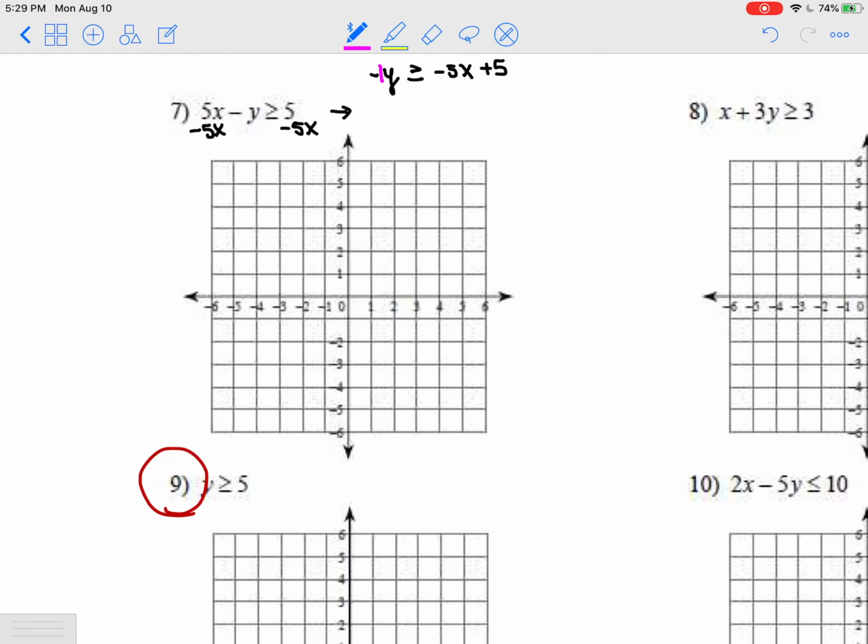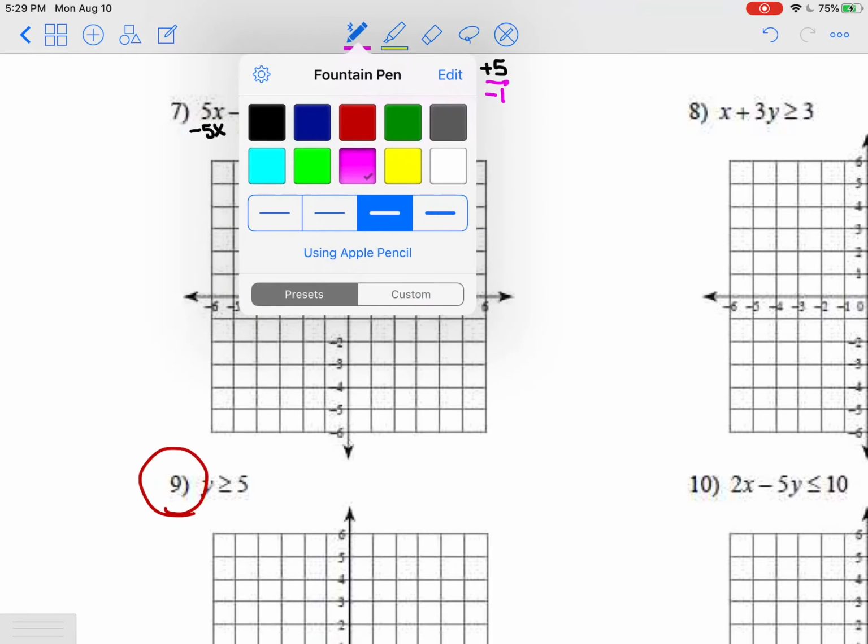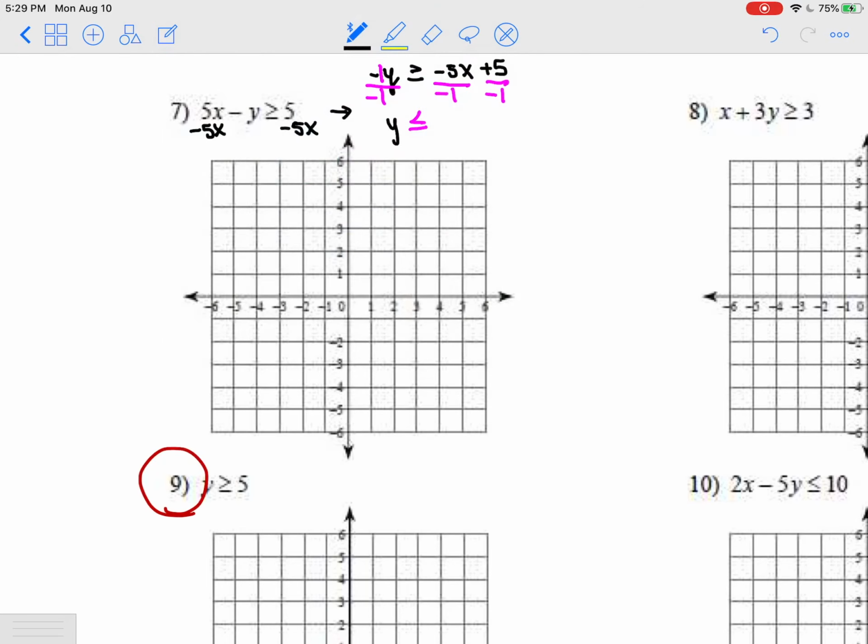And we can see here that we have this negative 1 in here, so we're going to have to divide everything by negative 1. And of course, because we're dividing by negative 1, we're flipping that sign over. So now y is less than or equal to 5x minus 5. All right, so now we have something that we can graph, and we are very confident that our sign is correct, which means we're going to be shading the correct side of this line.